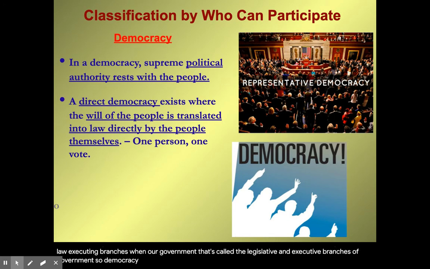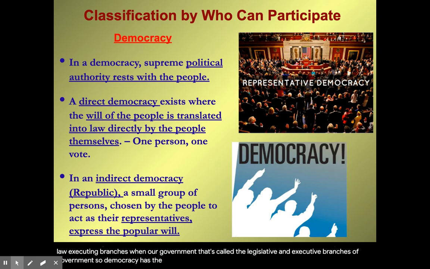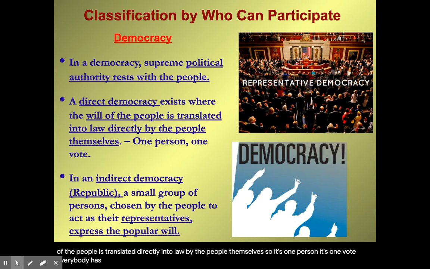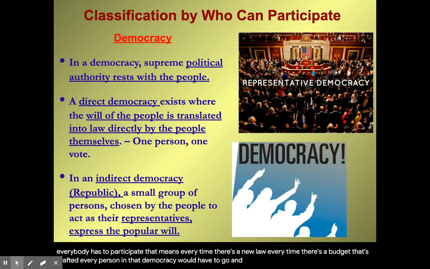So democracy has the political power in the people. A direct democracy exists where the will of the people is translated directly into law by the people themselves. So it's one person, one vote. Everybody has to participate. That means every time there's a new law, every time there's a budget that's crafted, every person in that democracy would have to go and show up and vote. So obviously, because our country is so enormous, we don't have the possibility to do that.